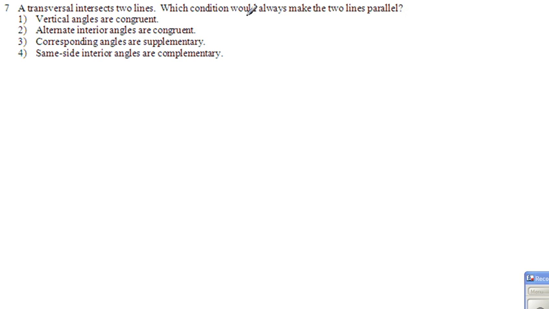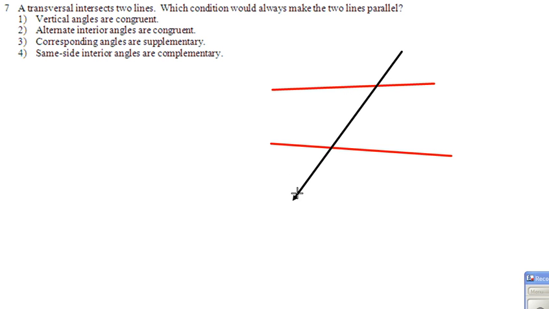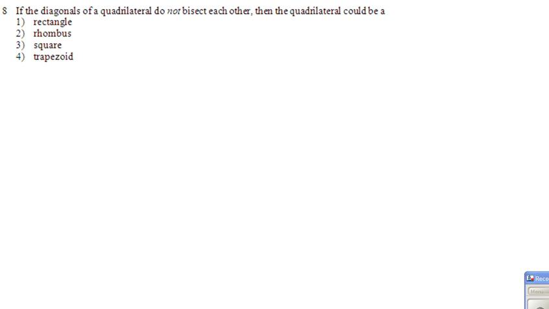A transversal intersects two lines. Which condition would always hold? So that means we have two lines that are given. We have no idea whether they are parallel or not, but vertical angles will always be congruent regardless. But if alternate interior angles are congruent, for example, if you have this angle and this angle and they're congruent to each other, then these two lines must be parallel. So therefore, our answer will be choice number 2.